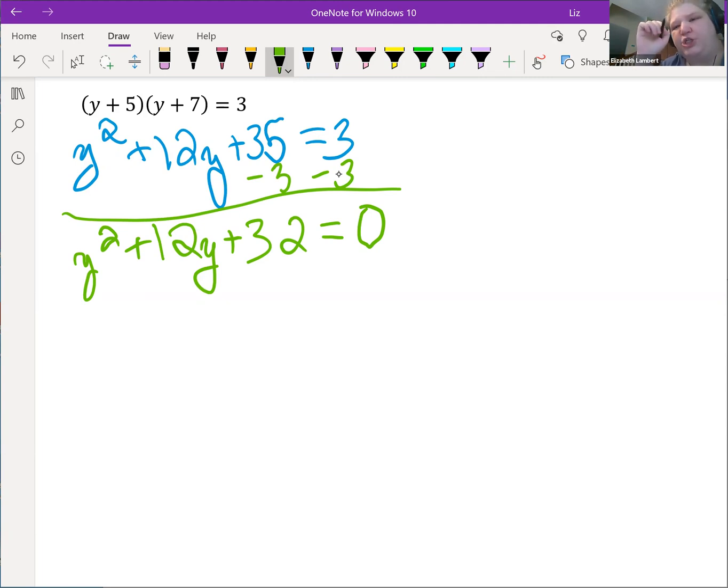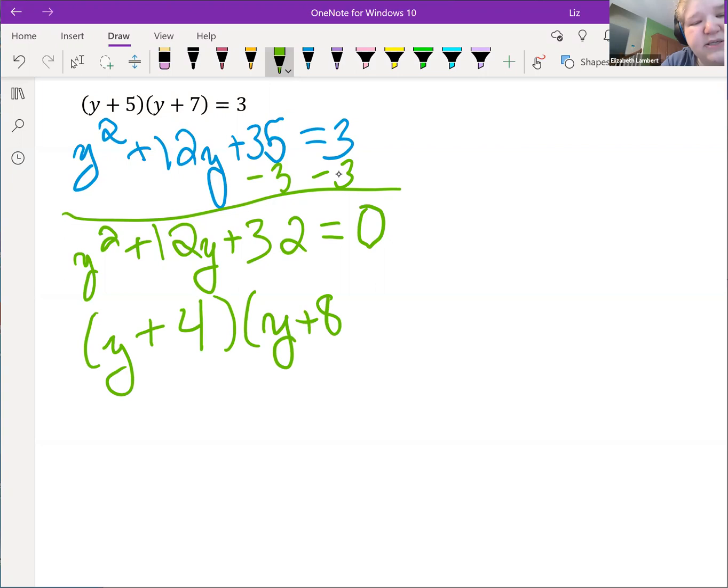32 is a whole bunch of 2's. So it's 2 times 16, which is going to give us an 18. Nope. So we go to the next one. 4. 4 goes into 32 8 times. 4 times 8, 32. 4 plus 8, 12. Everything's positive. So everything in our factors is positive. And then we just set each one equal to 0 and solve.